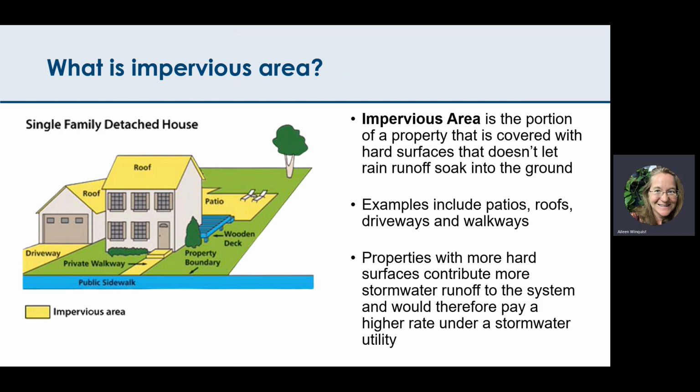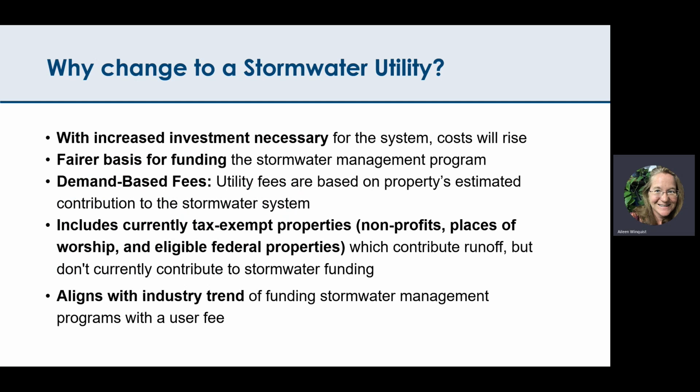What is impervious area? Impervious area is the portion of a property that's covered with hard surfaces that don't let rainwater soak into the ground. Examples include patios, roofs, driveways, and walkways. Gravel driveways and swimming pools are also considered impervious under the stormwater utility. Properties with more hard surfaces contribute more runoff to the system and would pay a higher rate under a stormwater utility.